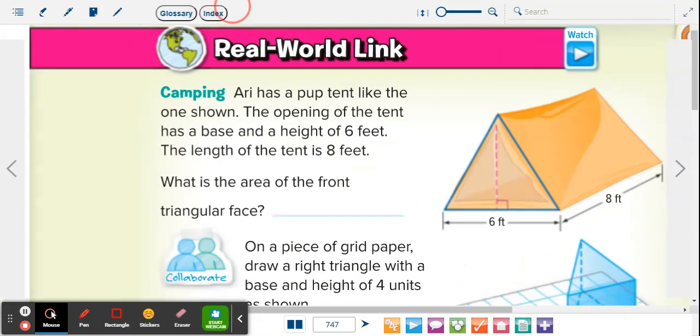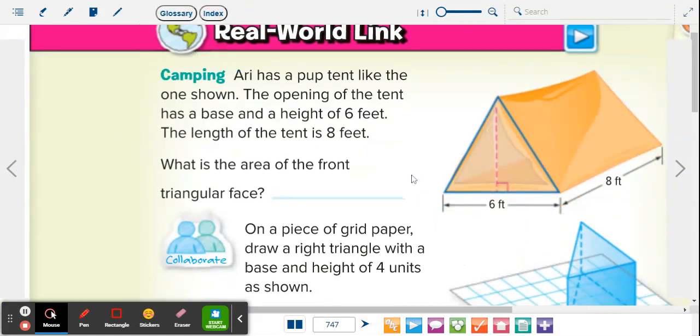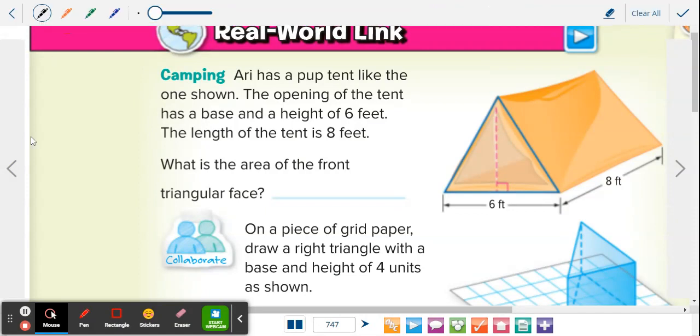Okay, so right here, it says Airy has a pup tent like the one shown. The opening of the tent has a base and a height of 6 feet. The length of the tent is 8 feet. They want you to find the area of the front triangular face. Okay, what was the formula to find the area of a triangle? Does anybody remember? Well, base times height divided by 2. So when you're finding the area of a triangle, it's base times height divided by 2.